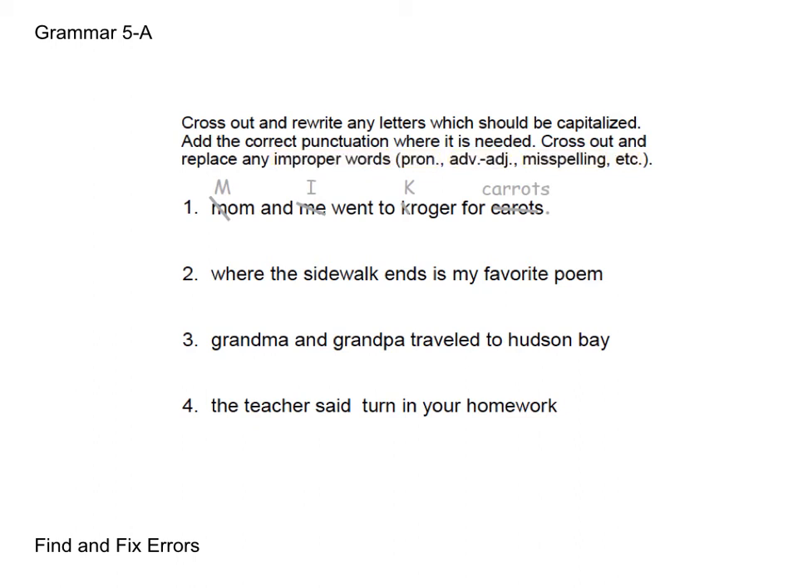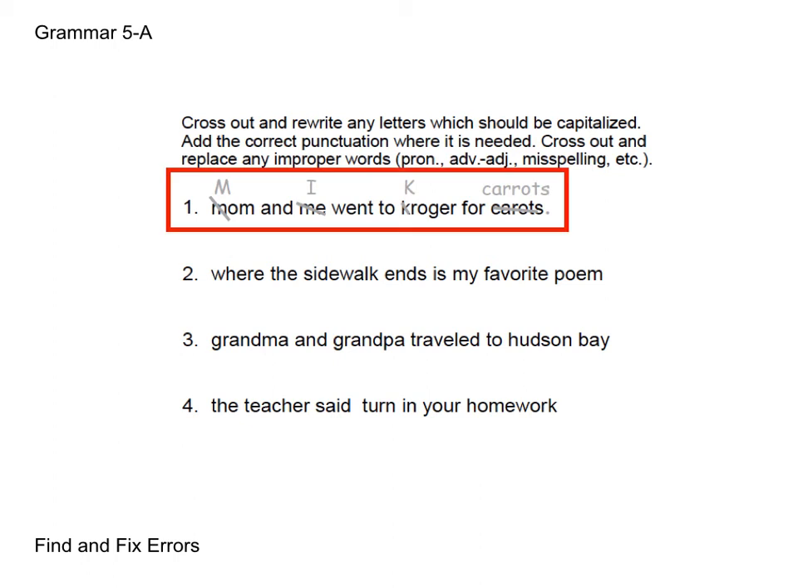So we'll see that this first one is done for us. See that we are giving you the sentences without any punctuation or capitalization, and with possibly misspelled words. So on that top one, we're having you cross out the M in mom because it needs to be capitalized at the beginning of a sentence. We are changing me to I because it is a subject in that sentence. Kroger is a proper noun, so it needs to be capitalized. And carrots is misspelled, so we cross that out. We spelled it correctly above it, and then we put a period because it's a sentence.